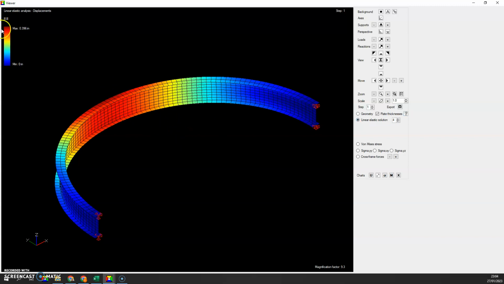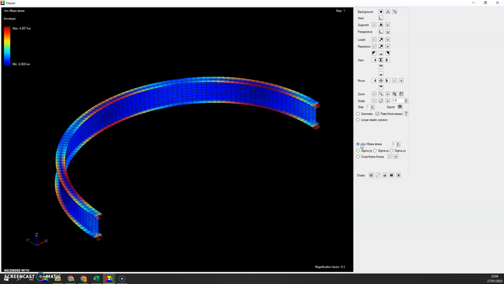You can see that the maximum displacement is equal to about 0.4 inch, so about 1 centimeter in SI units. We can look at the von Mises stresses or the sigma y stresses, and we can see the lateral bending which is occurring along the length of the beam in kind of waves. Okay, we can see this pattern on both flanges.